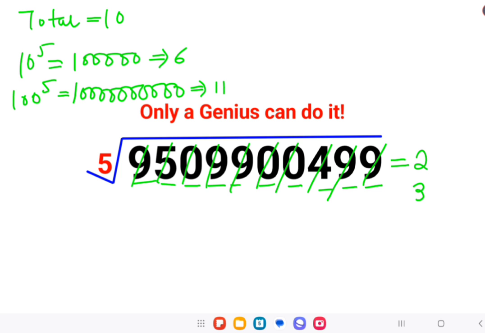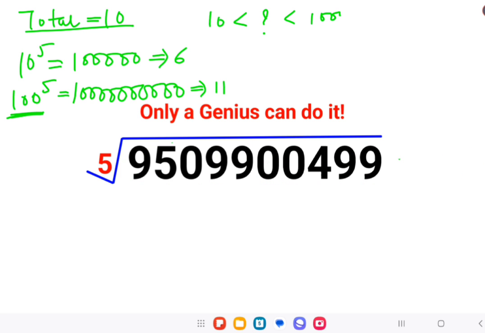So now if the total is 10 digits, I can say that obviously it is not greater than 100, so your answer is somewhere between 10 and 100. So obviously it is a 2-digit number. Now I can say that your answer consists of two digits. Now let's look at the last digit. From here we can find out the last digit of our answer.